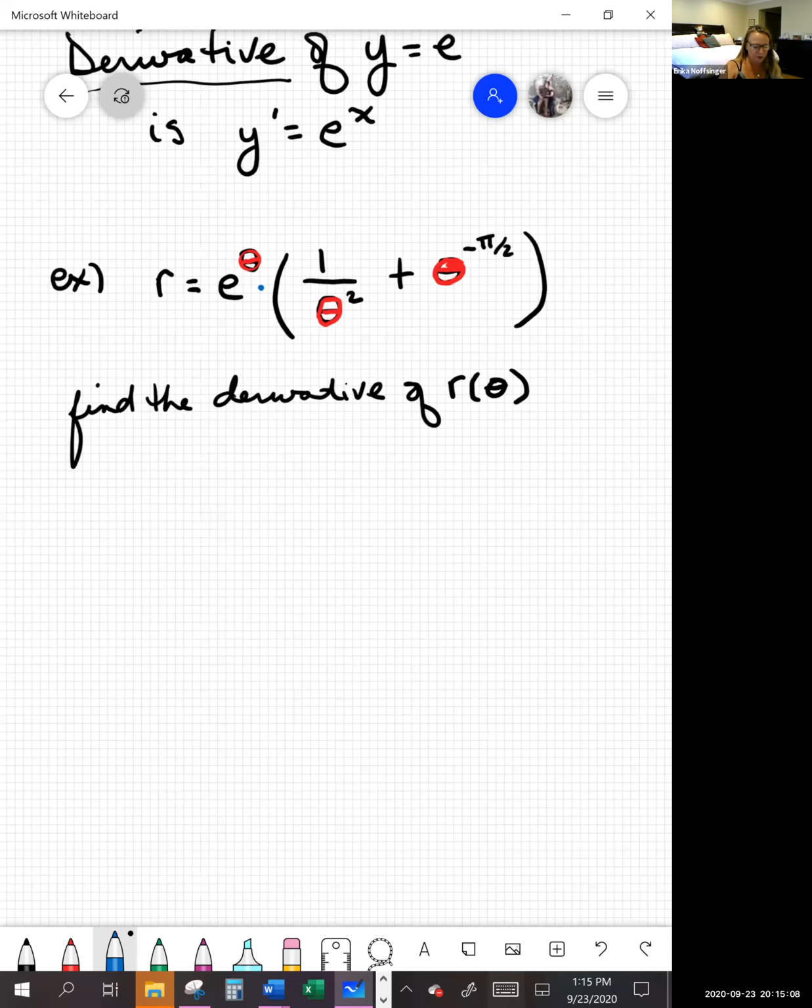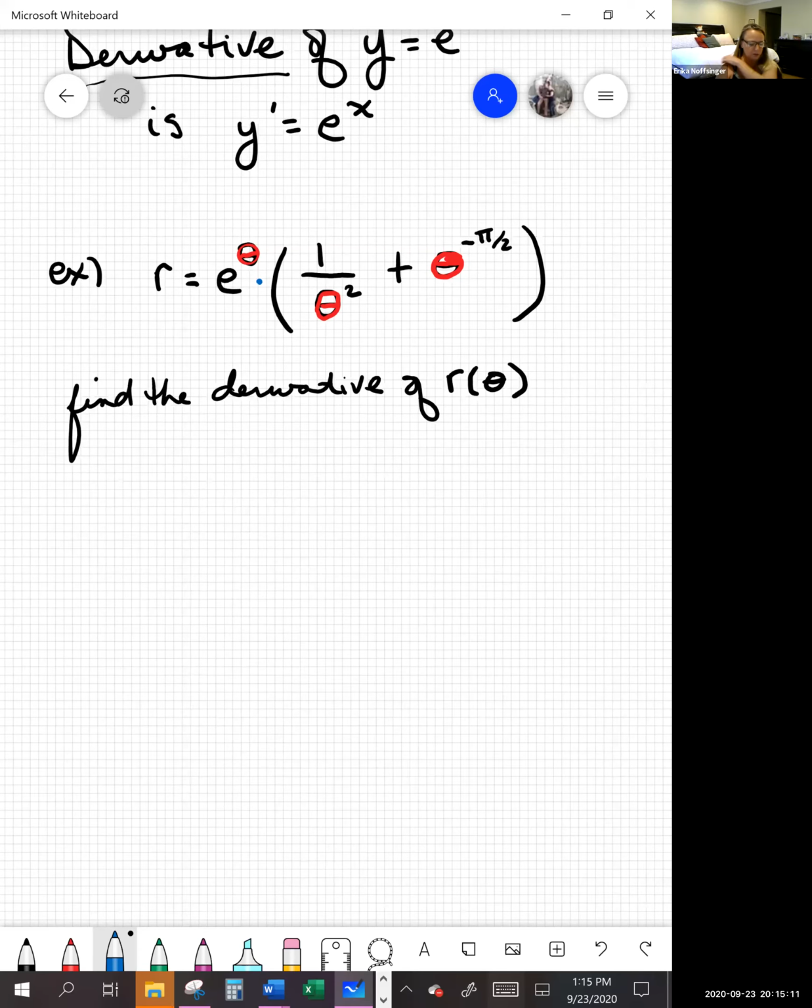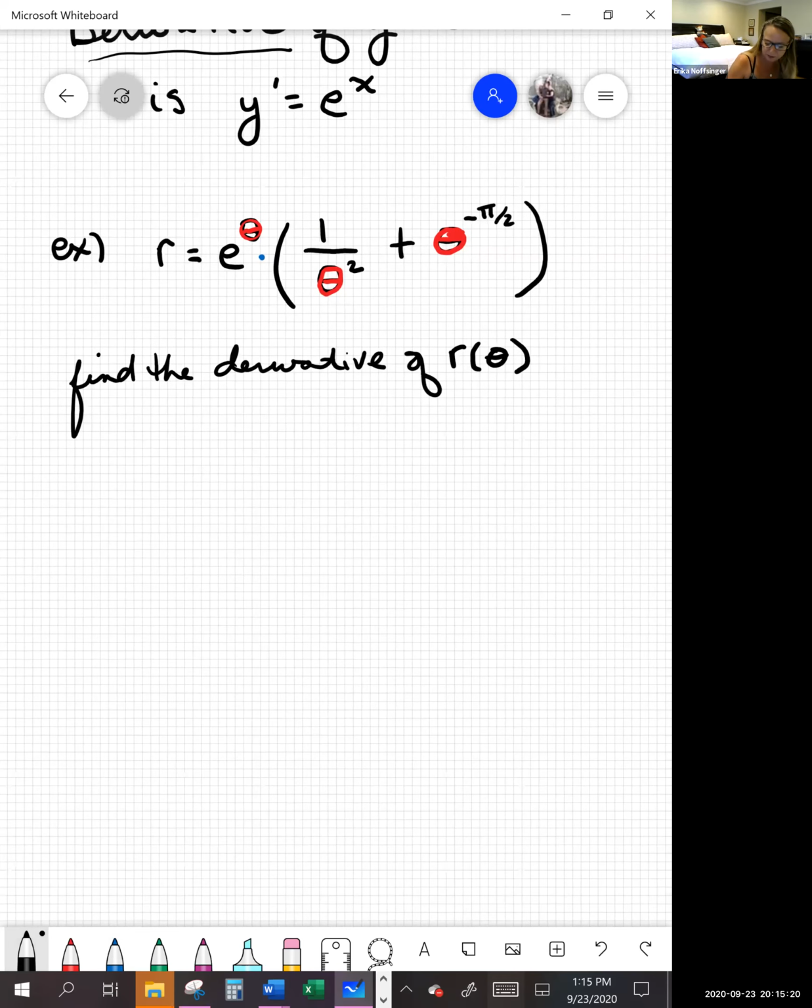We could distribute if we want, but then we'd have to use some other rules, like the product rule again. So let's rewrite r a little bit. Let's rewrite this 1 over theta squared so that theta is in the numerator and we can use the general power rule. Rewriting, we have r equals e to the theta, all times theta raised to the -2 power, bringing it up into the numerator and changing the sign of the exponent, plus theta to the negative pi halves power.